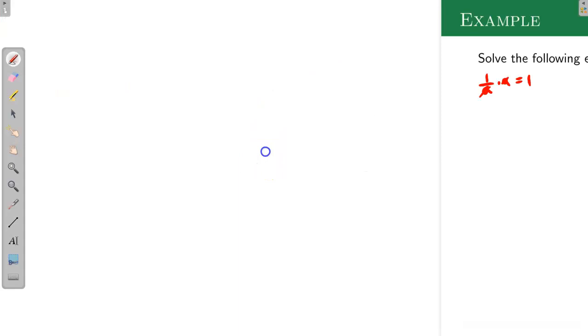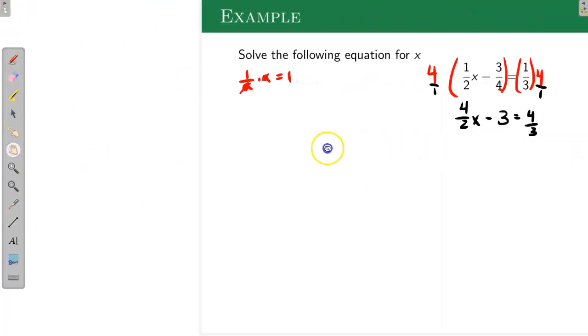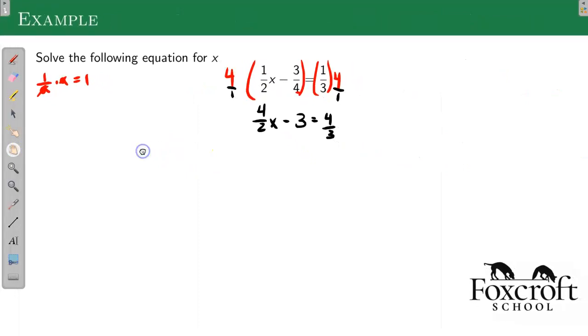So make sure you're always trying to simplify fractions whenever they pop up. Can you make the numbers smaller, that type of thing. In this case, we can. This is 2x minus 3 equals 4/3. I just have one more fraction to get rid of, so now I'm just going to multiply everything by 3. 6x minus 9. And again, here, 4/3 times 3, they cancel out and I get 4.